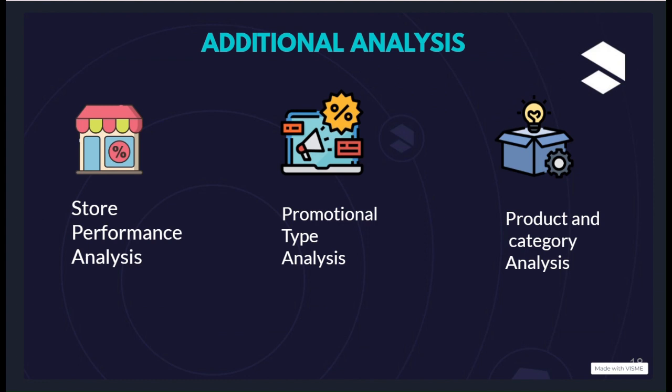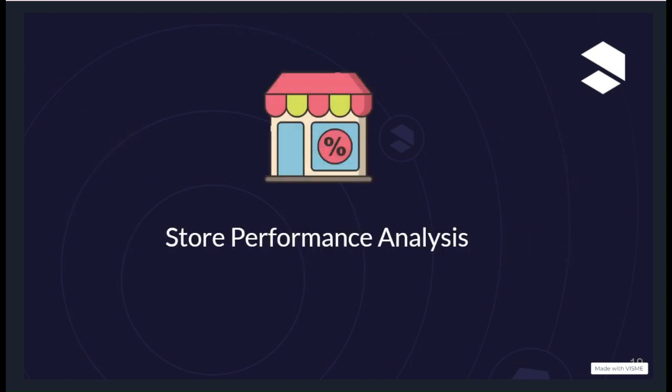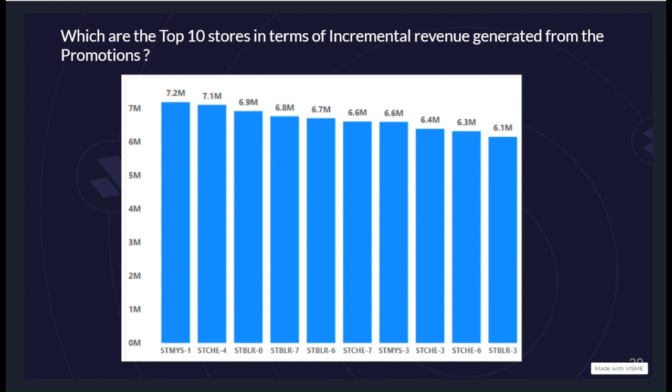Here we will talk about three types of analysis: store performance, promotion type, and product and category. We will look at them one by one. First we will do the store promotion analysis. The first question is: which are the top 10 stores in terms of incremental revenue generated from the promotion?